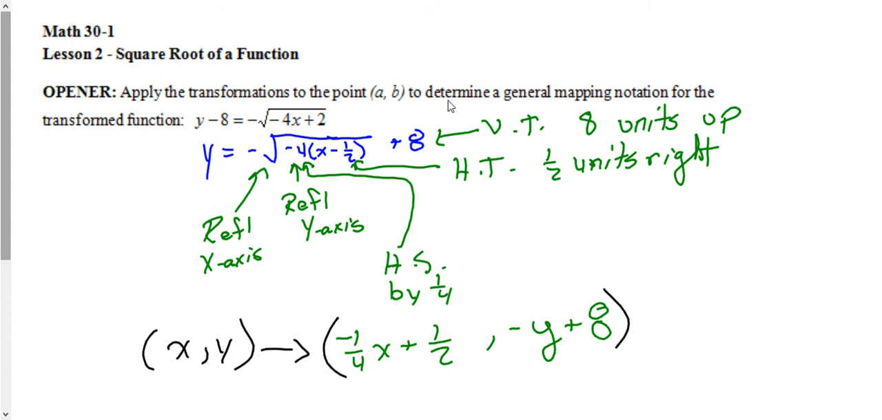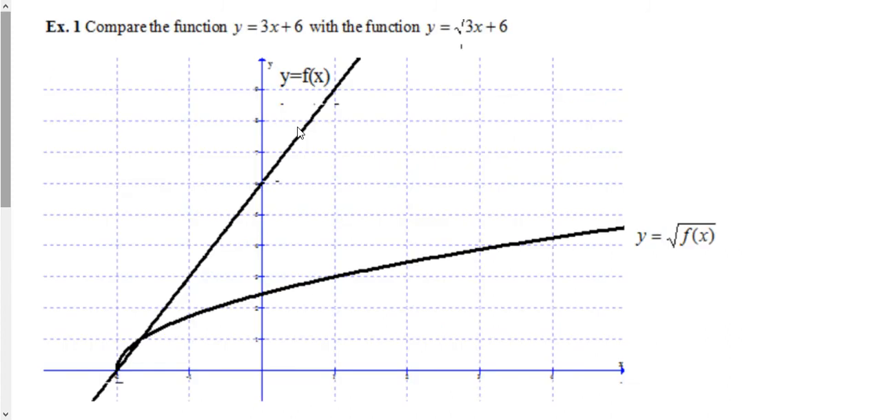Going right into our questions here, example 1. So basically in example 1 here, we're just comparing two graphs. We have our standard y equals f of x, which is a straight line, and our second graph, which is just going to be the square root of f of x. My square root symbol is missing around this equation here, so square root. And f of x was 3x plus 6, so it's going to be square root of 3x plus 6 here.